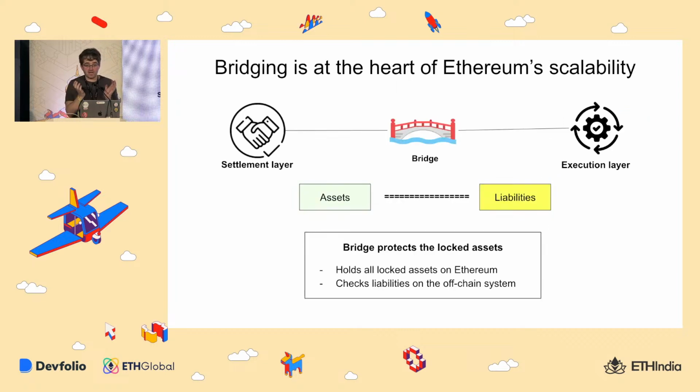And with the bridge, you can then check your assets against the liabilities. The assets are on Ethereum, liabilities on this off-chain system. You can check that they're correct. You can have full-time audits, or real-time audits. It's just a much better tech stack for building these type of off-chain systems.